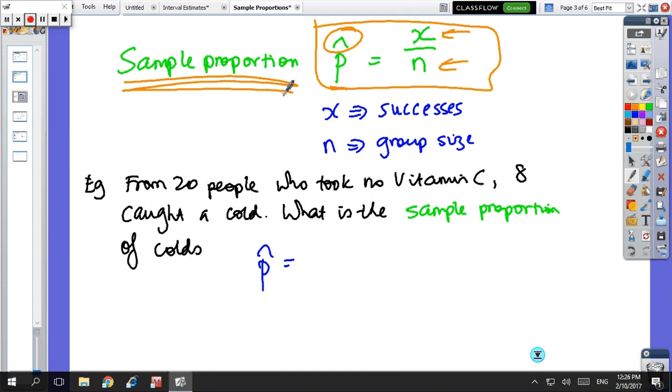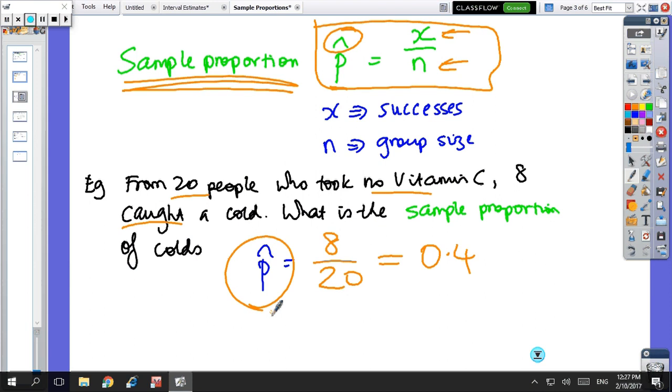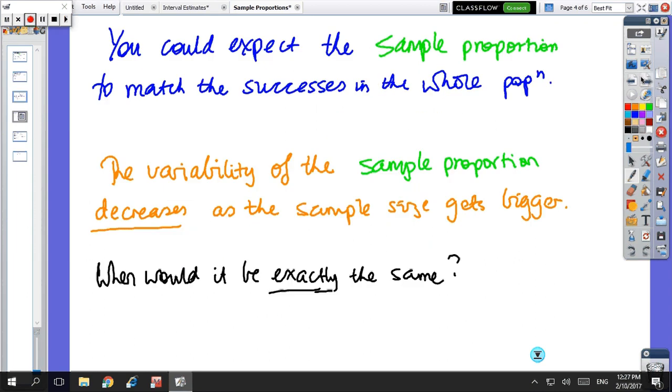So if we had 20 people in a group who took no vitamin C, and 8 people caught a cold, what is the sample proportion of colds? Well, 8 people caught a cold, and there were 20 in the group. So that could be written as a decimal as 0.4. So the sample proportion is 0.4 or 40% or 2/5. It doesn't really matter. So copy that and come across.